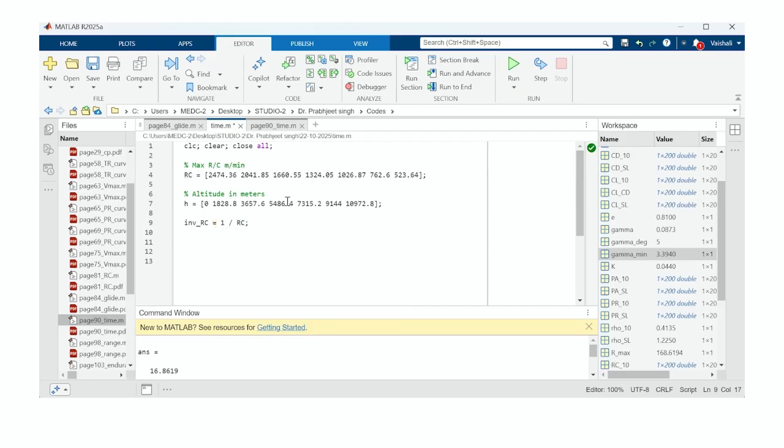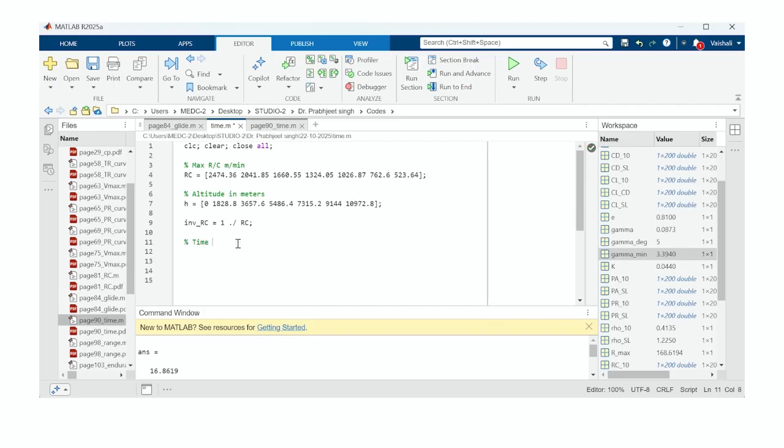So remember, RC is actually a vector. So I have to do element to element division. So I am writing here dot 1 divided by RC. Okay. Now next step is to do integration.